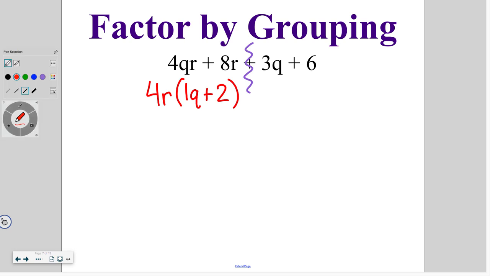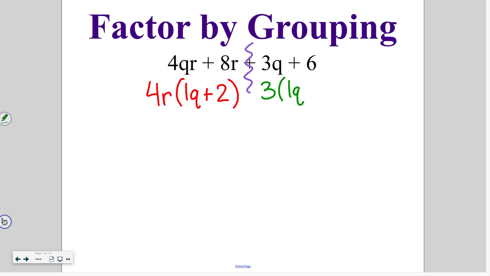Then I'm going to move on to my second pair. I've got 3Q and 6. The biggest number I can pull out is 3, and I can't pull out a variable because the second term doesn't have a variable. So when I have 3 divided by 3, I've got 1, and that Q is left over. 6 divided by 3 is 2.